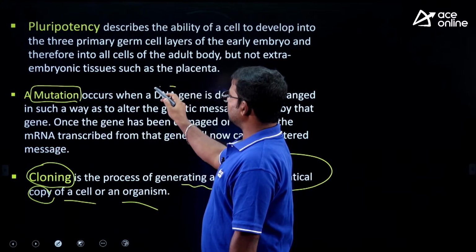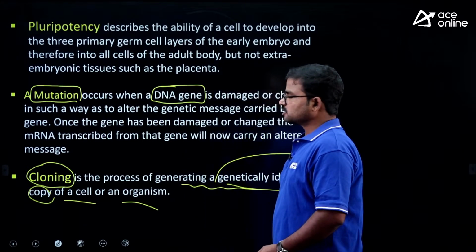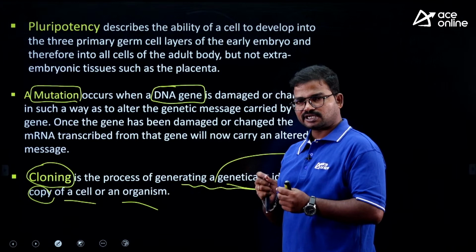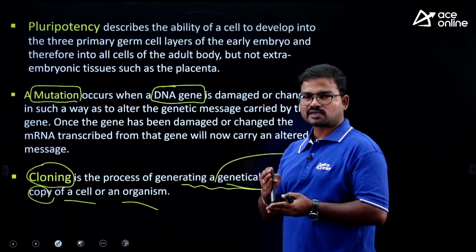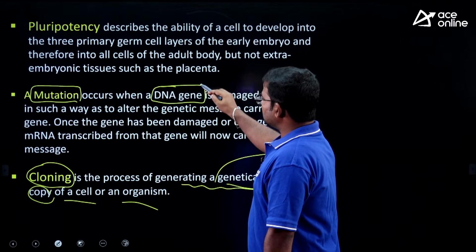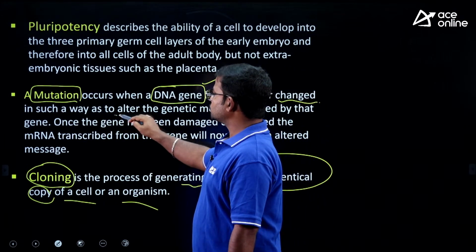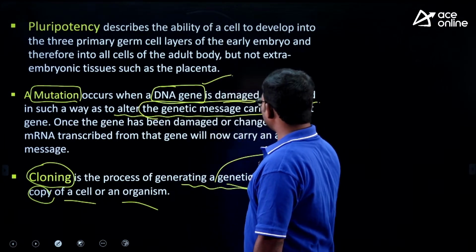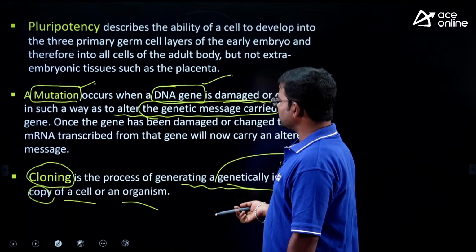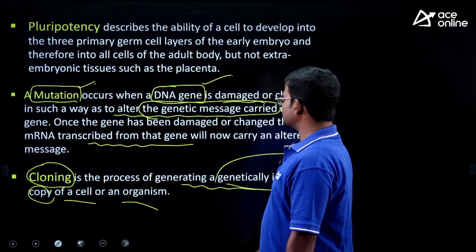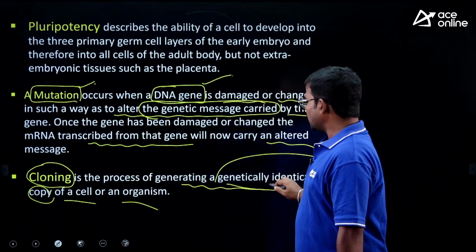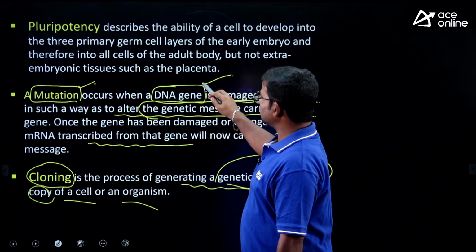Mutation is related to DNA. If you consider some DNA, in that some of the regions get damaged, and those damaged regions are replaced by using the mutation process. It occurs when a DNA gene is damaged or changed in such a way as to alter the genetic message carried by the gene. Suppose the DNA gene is changed, then mRNA transcript data will also vary. So simply remember: cloning means identical copies of a cell, and mutation concerns DNA.